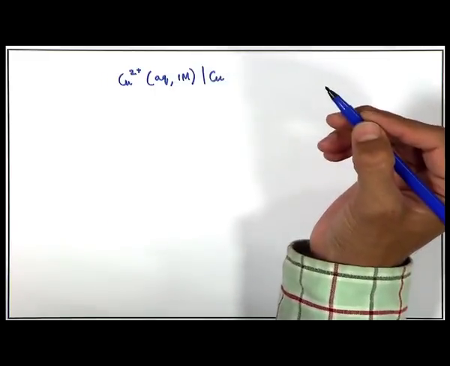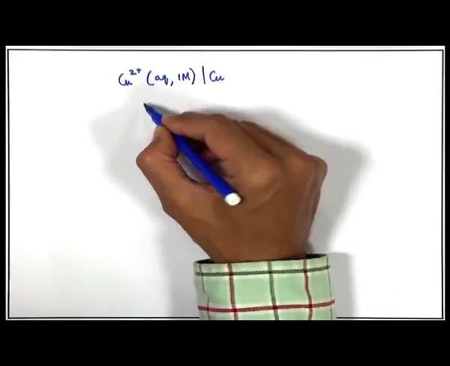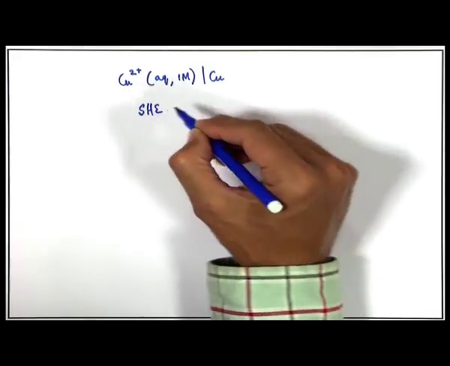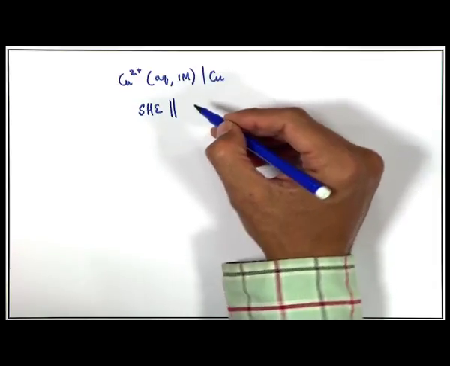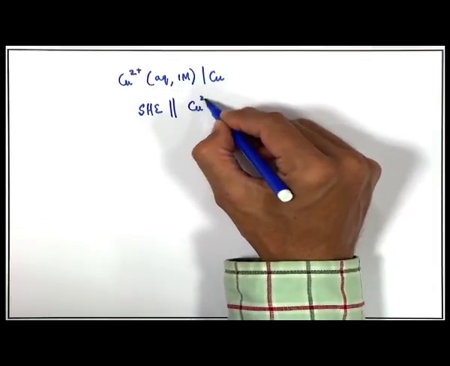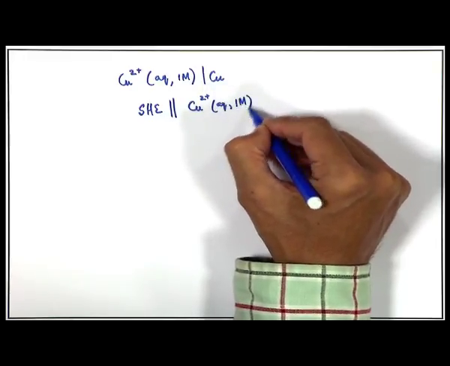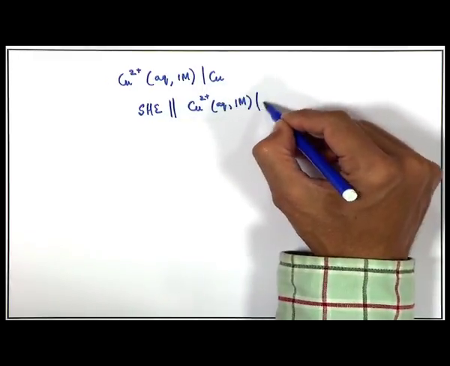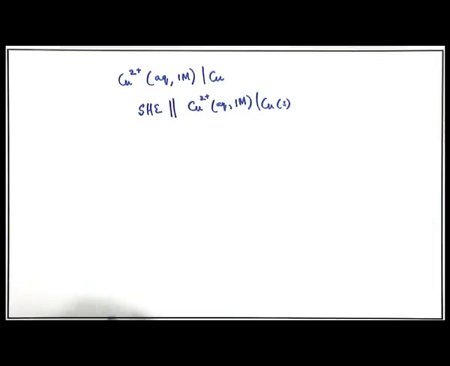What you have to do? Just couple this with the standard hydrogen electrode. So, your constructed cell will be SHE, then Cu2+ 1 M, then Cu solid, Cu metal.